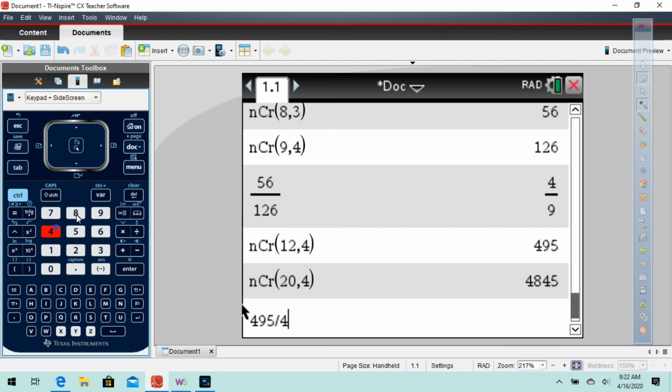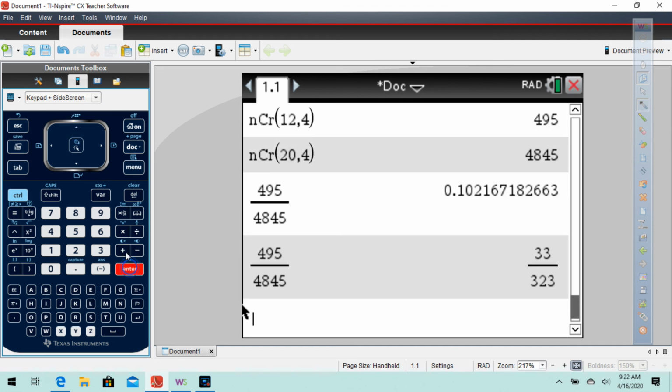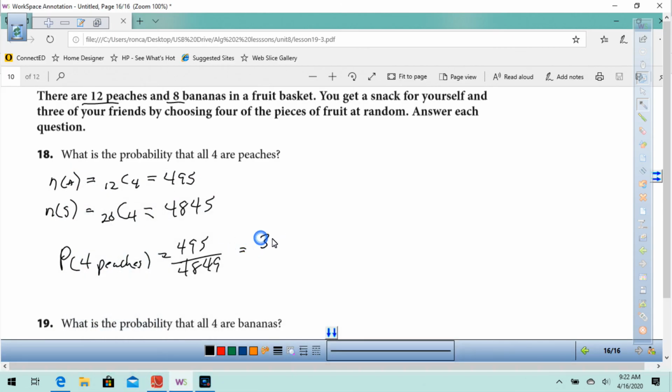495 divided by 4845. So about basically a 10% chance. That's the way the book likes to do it. 33 over 323, which is 0.102. And we'll put a 2 there.